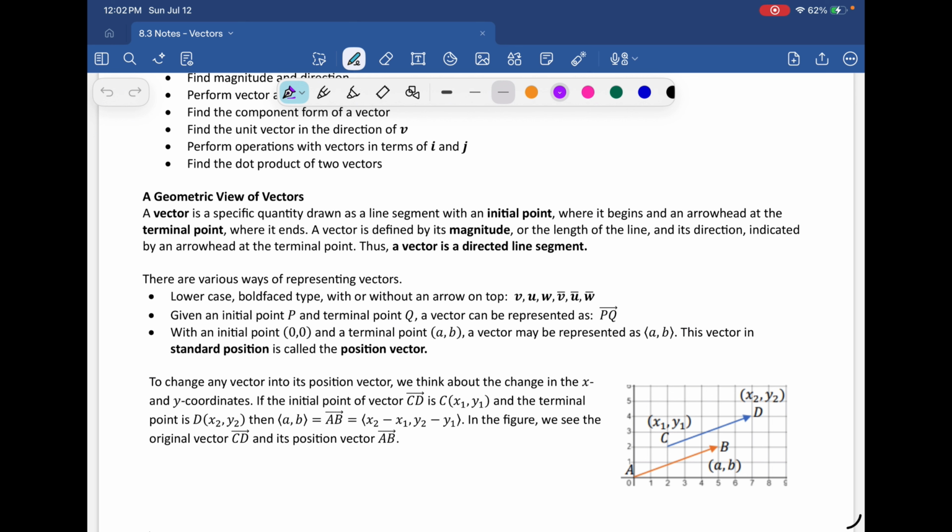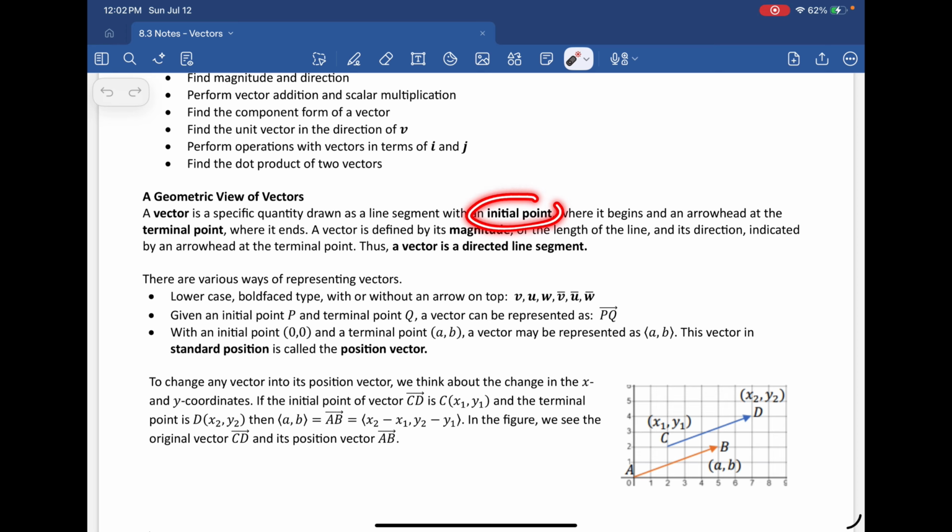Okay, I've already kind of explained to you what a vector is. So it's a specific quantity drawn as a line segment. It's got an initial point, the beginning, and an ending, the terminal point. It's defined by its magnitude, that's the length of its line, and its direction by the arrowhead that points the direction that it's going. Therefore, a vector is a directed line segment.